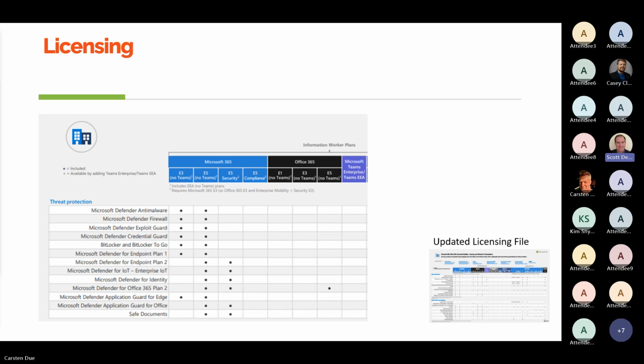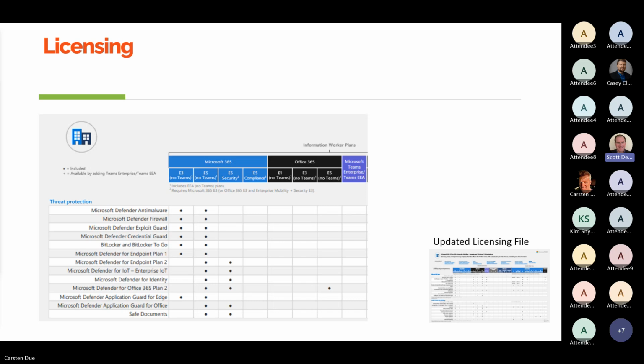Carson's showing a graphic here that shows some of the key things. What you'll see here is critical tools such as Defender for Endpoint Plan 1, Defender for Endpoint Plan 2, Defender for IoT, Defender for Office 365, as well as some of the other tools that are built into Windows, such as BitLocker, BitLocker to Go, the Defender anti-malware service, and the Defender firewalls. All these are licensing entitlements that you have as part of an E5.